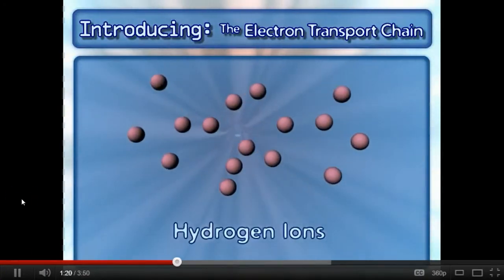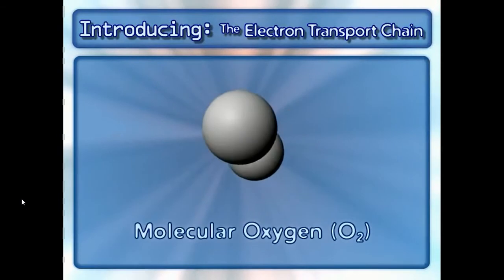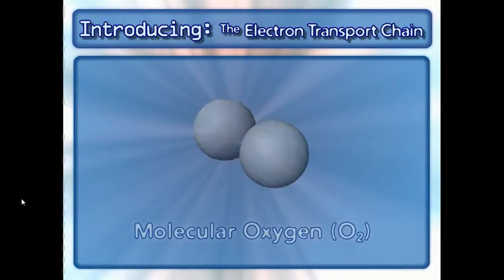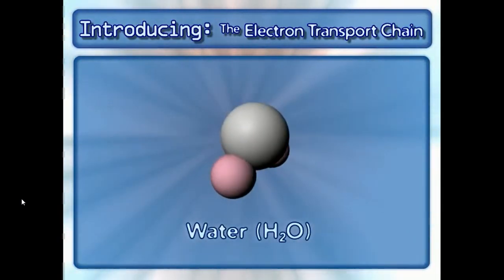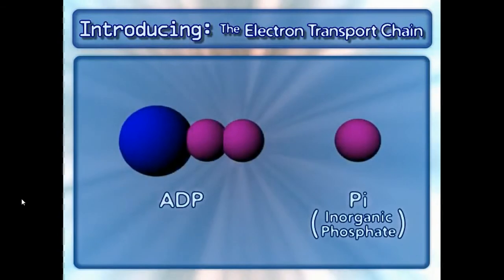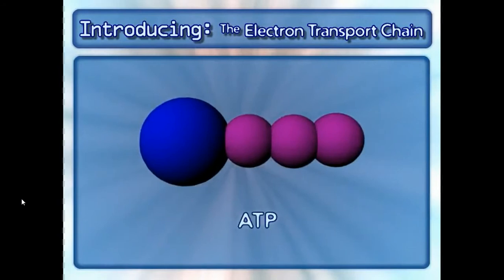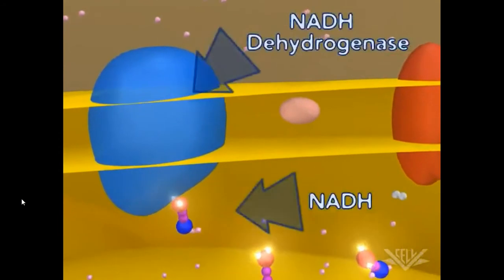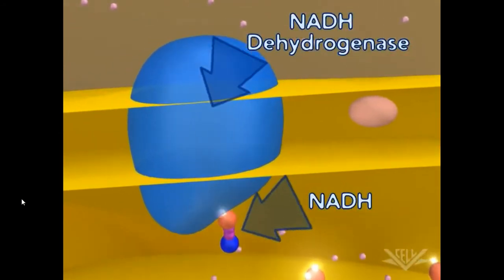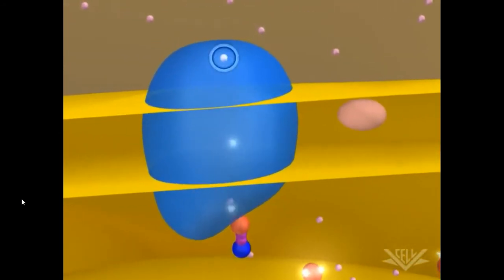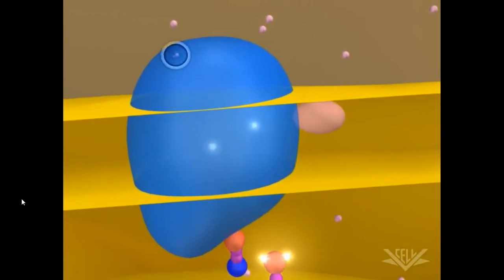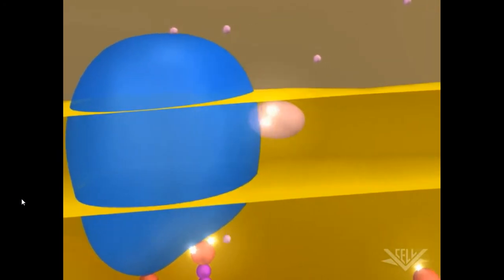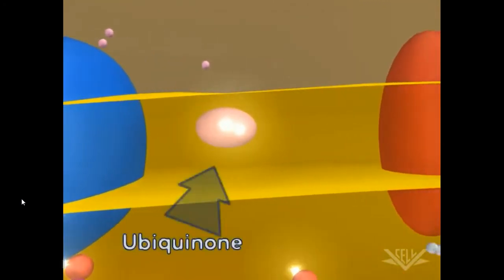Hydrogen ions, molecular oxygen, water, and ADP and Pi, which combine to form ATP. At the start of the electron transport chain, 2 electrons are passed from NADH into the NADH dehydrogenase complex. Coupled with this transfer is the pumping of 1 hydrogen ion for each electron. Next, the 2 electrons are transferred to ubiquinone.